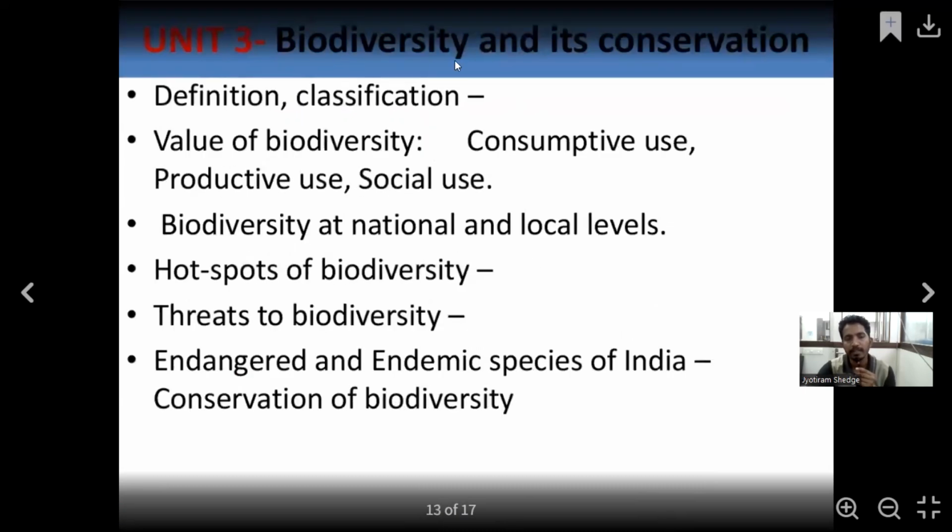So the third important topic is biodiversity. What is the meaning of biodiversity? Then value of biodiversity. What are the values of biodiversity, like consumptive value, productive value, social value? We also discuss the hotspots of our biodiversity, then threats to biodiversity. What are the measures and modes of conservation of biodiversity? ये हम लोग किस में सीखने वाले हैं, ये जो थर्ड यूनिट है बायोडाइवर्सिटी एंड इट्स कंजर्वेशन, इसमें हम लोग सीखेंगे.